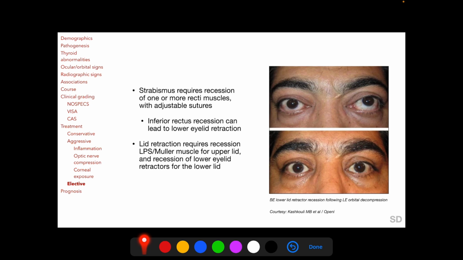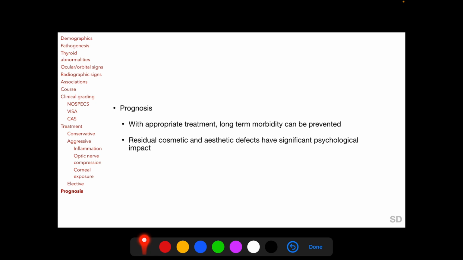With appropriate treatment for thyroid eye disease, long-term morbidity can be prevented, but the psychological impact of cosmetic and aesthetic defects can be significant.